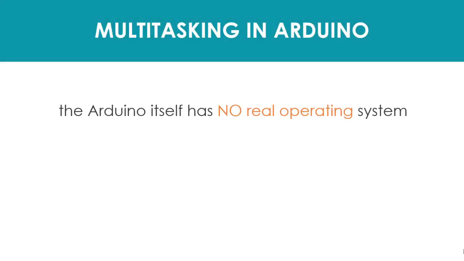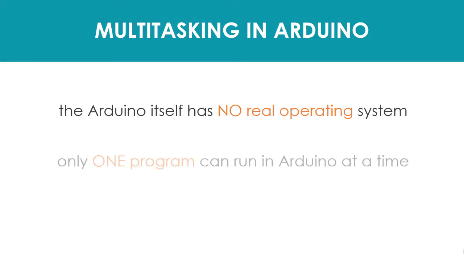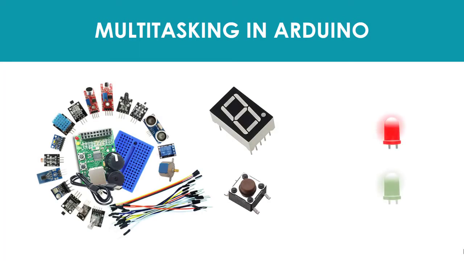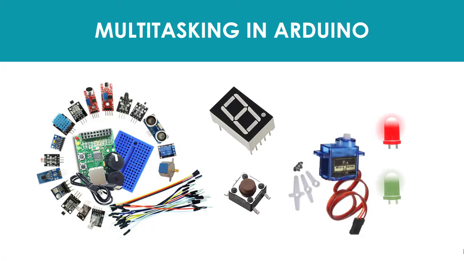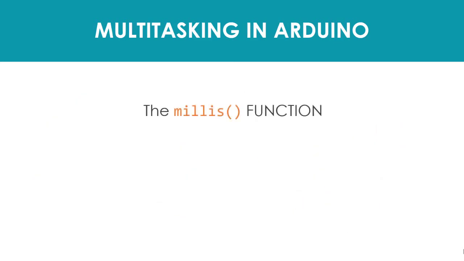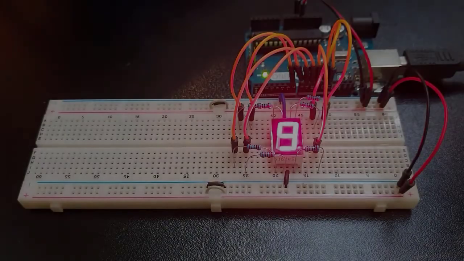Arduino is a simple microcontroller-based platform without a concept of operating system. This means that only one program can run in Arduino at a time. But even though there is no operating system to manage multiple tasks, we can still achieve the concept of multitasking, which means we can implement complex projects involving several components like seven-segment displays, switches, sensors, motors, LEDs, servo motors, etc. to perform multiple tasks simultaneously. In order to handle multiple tasks in Arduino, you need to understand the concept of millis. To understand millis, consider the following illustration.